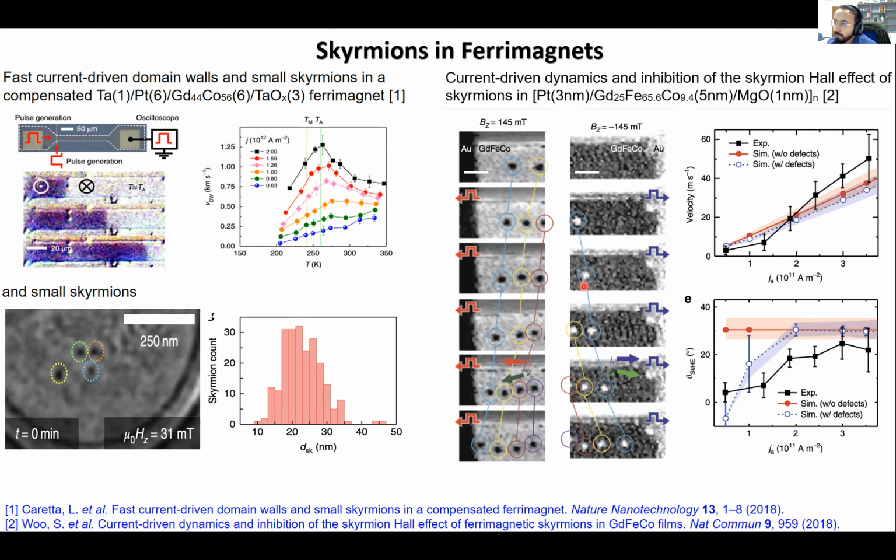One thing to note here is that the ferrimagnetic materials that have been used are single layer ferrimagnets, and mostly multilayers have not been used. But in our work, as we'll see now, we have used multilayers.